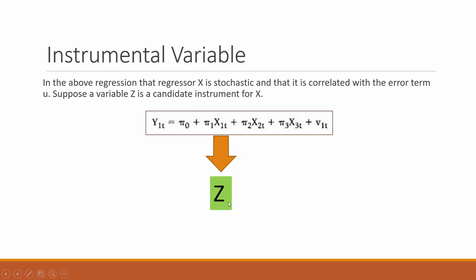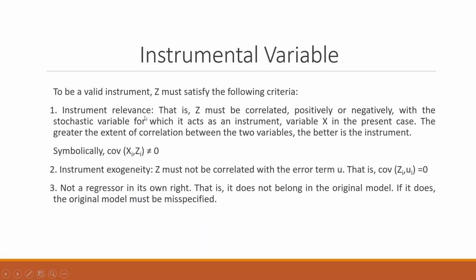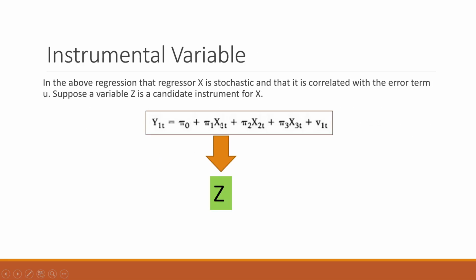But we should have some properties in z. What are those properties? Let's see. The instrument relevance, that is, z must be correlated positively or negatively with the stochastic variable for which it acts as an instrument, variable x in the present case. The greater the extent of correlation between the two variables, the better is the instrument. Symbolically, covariance between x and z should not be equal to 0. I'm talking about the correlation between x and z. There should be strong correlation, either positive or negative, between these two variables.